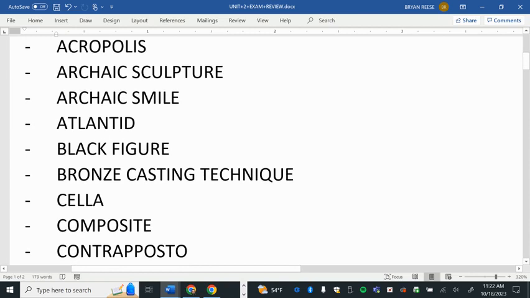Contrapposto. If you don't know what contrapposto is on this test, I will fail you for the whole test. I told you guys, if you learn nothing from first semester, you learn Venus de Milo and contrapposto.